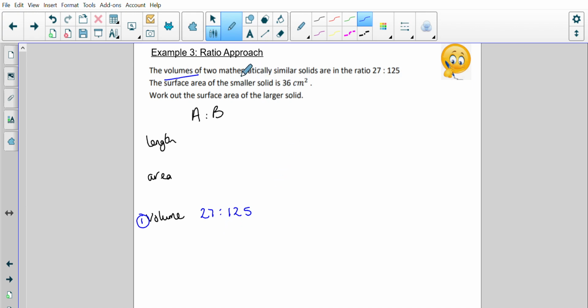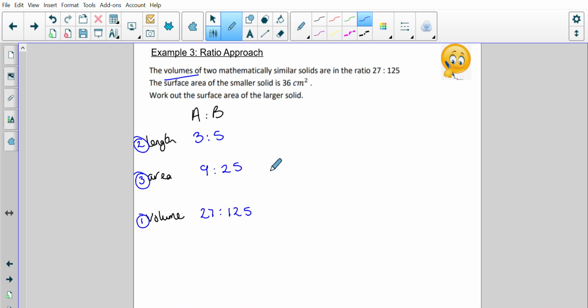So I want a scale factor for surface areas, but remember I can't go from volume to area. I have to go back to length. So 2, if I don't start with length, length always needs to be number 2. And to go from volume back to length, I need to cube root. So I'm going to get a length scale factor of 3 to 5 by cube rooting 27 and 125. Now I can work out my area scale factors by squaring the length scale factors. So I get area scale factors in a ratio of 9 to 25.